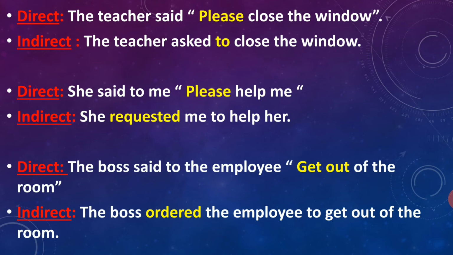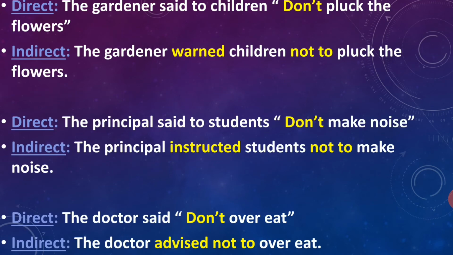Now let's see some examples of negative imperative sentences. The gardener said to children, don't pluck the flowers. I said to you before, how you can identify a negative sentence: you'll find don't or do not. So you can see don't here. The gardener is telling the children not to pluck the flowers. So he's warning them not to take it, right? So you have to write it as, the gardener warned children not to pluck the flowers.